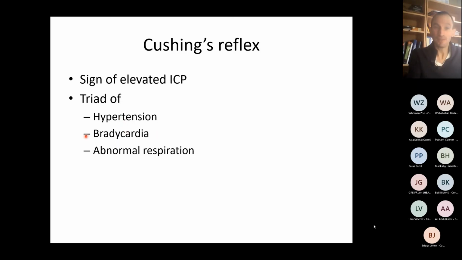They can become very bradycardic, and that's partly because they've driven such a high MAP to do that, and it's also partly because of pressure on the brainstem. And they develop abnormal respiration as well, and that's because of pressure on the brainstem. If you've got someone that's showing Cushing's reflex in front of you, they're coning, they've got pressure on their brainstem, and they are about to develop an irreversible brain injury. And arguably, things are probably futile if they've reached that point.